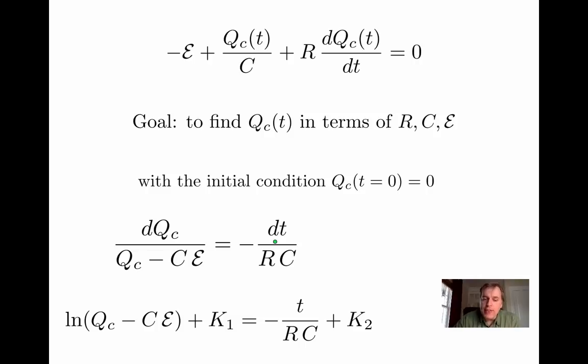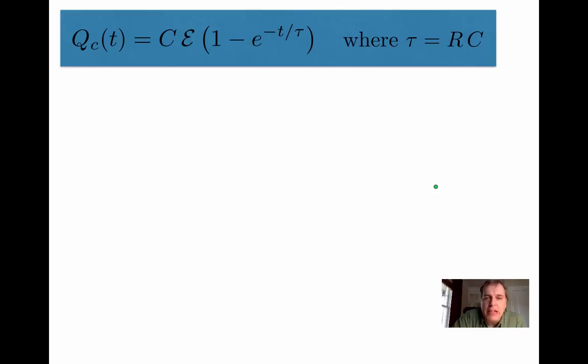And then once you have that, you'll have an arbitrary constant left in the equation, and then you have to impose this. You have to impose that when you set t equals 0, you want QC to be equal to 0. That will fix the constant. And the final answer is that you get this. QC as a function of time is given by CE times 1 minus e to the minus t over tau. And as for the discharging circuit, tau is still given by R times C. Okay, and that's called the time constant again.